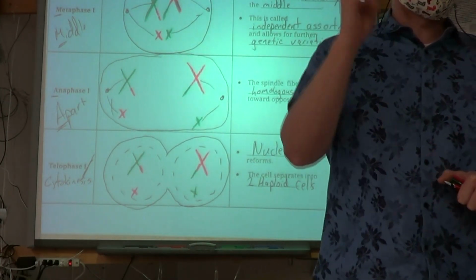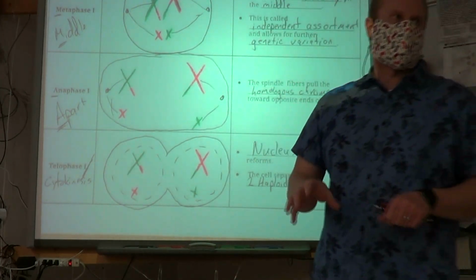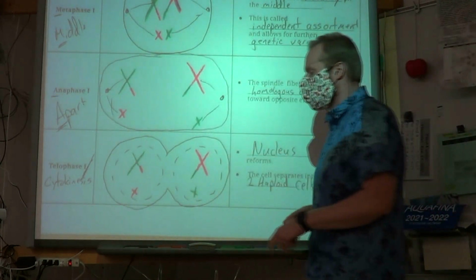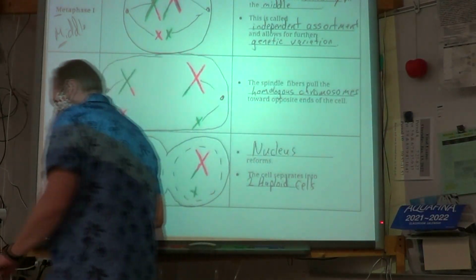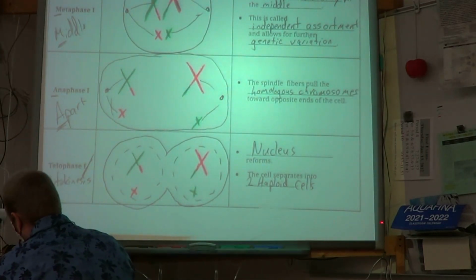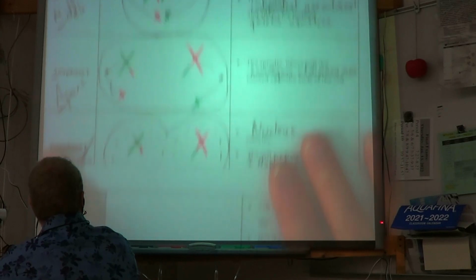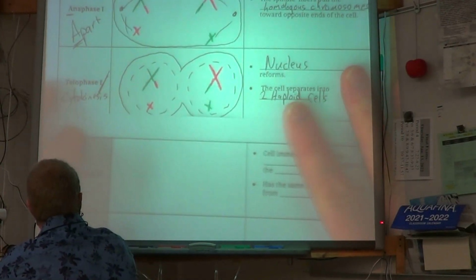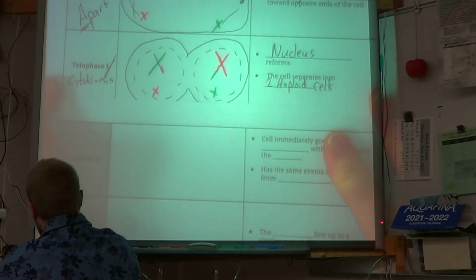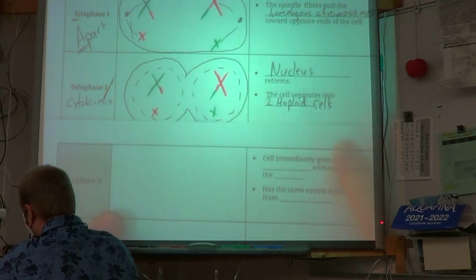Meiosis 1, homologous chromosome cell. Homologous chromosomes match up. Homologous chromosomes go to the middle. Homologous chromosomes pull apart. Meiosis 2 is pretty much identical to mitosis. It's almost identical to mitosis.